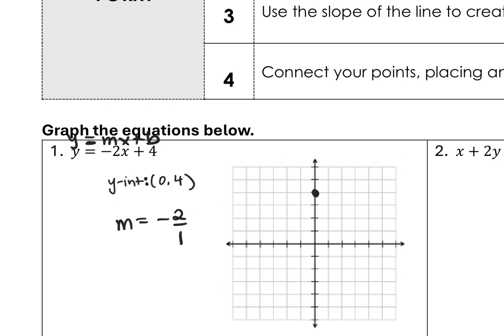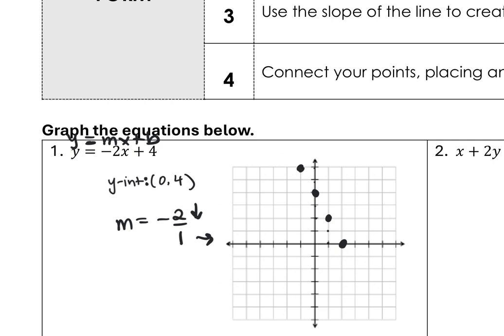What I like to do is go down, so I have a negative rise, and then I go to the right. You could also go up and left. Either way, you're going to get that negative sloping line. So from this point, I would go down 2, to the right 1, plot a point. Down 2, to the right 1, plot a point. Or again, I could go up 2 and to the left 1.